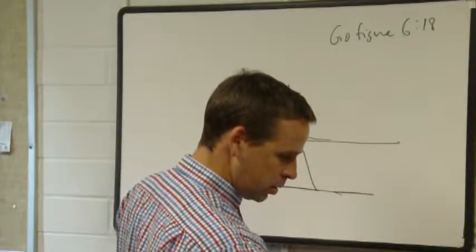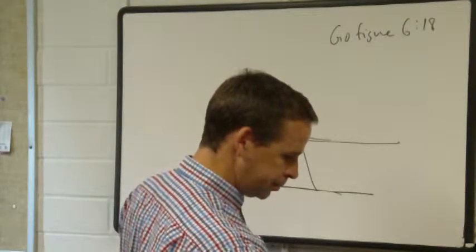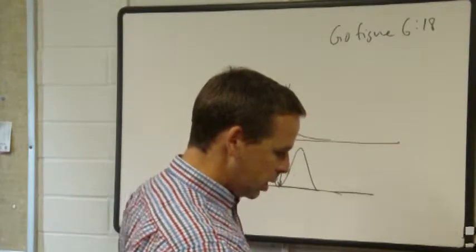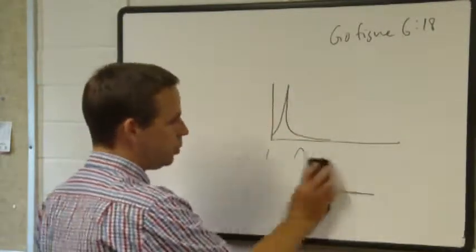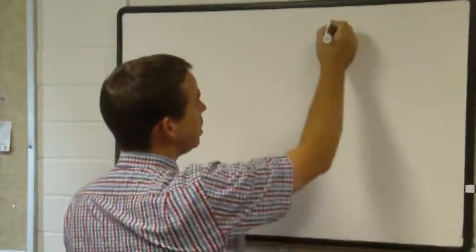All right, so the next question. The condensed electron configuration for aluminum. This is Chapter 6, question 18.